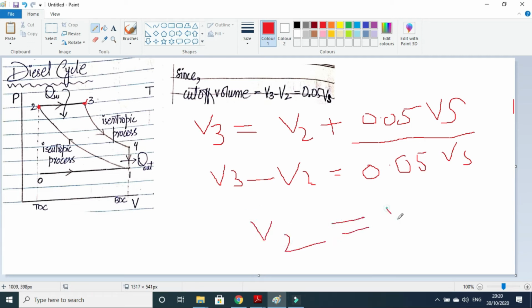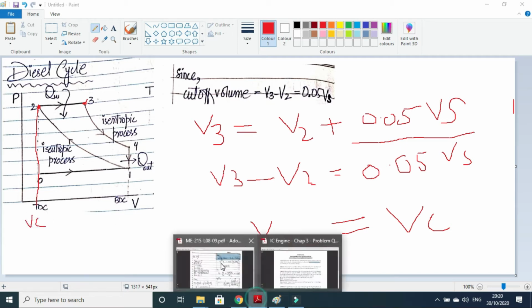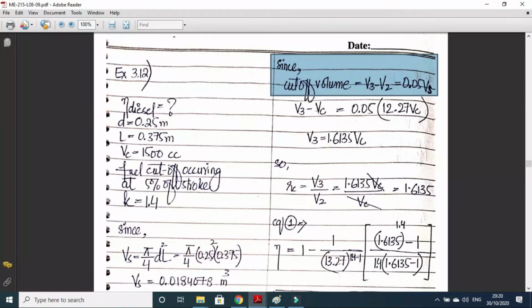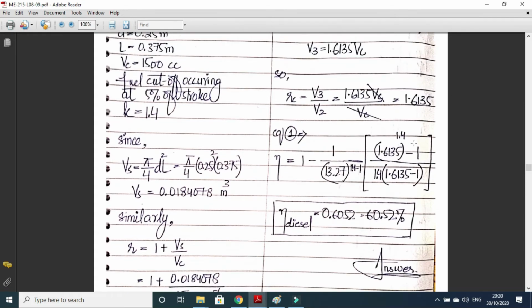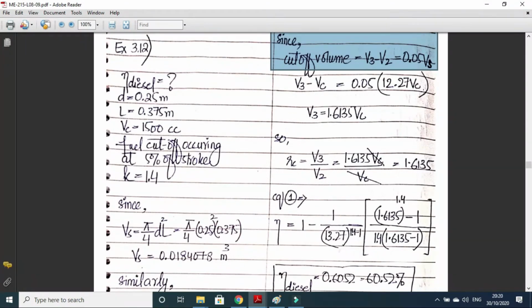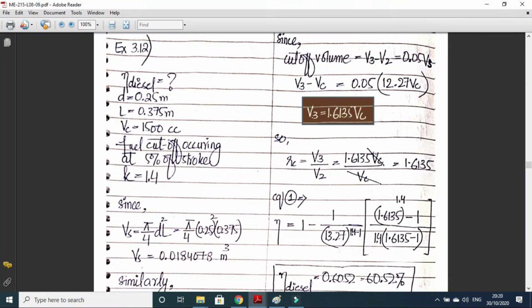is equal to Vc. V2 is actually the volume at TDC, and volume at TDC is the clearance volume. So V3 minus V2, V2 is Vc, 0.05 times 12.27 Vc. So we can see from here, Vs will be equal to R minus 1 into Vc, and R minus 1 will be 12.27. Here we have used 12.27 into Vc. So we have calculated V3 in terms of Vc.